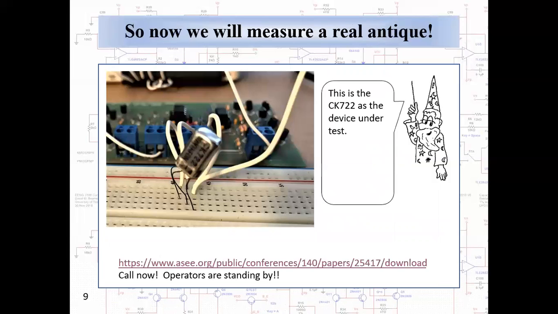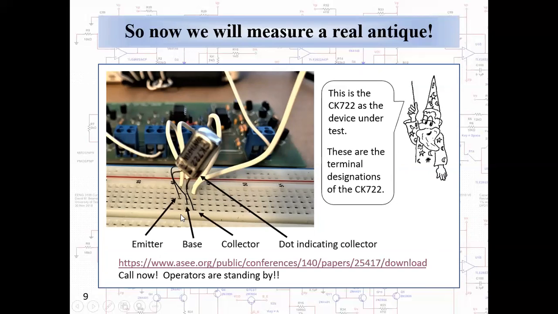And now let's go on to measuring a real antique. This is the CK722 as the device under test. Its connections are the emitter, base, collector, and the case of the CK722 is marked with a dot that indicates the collector terminal. And one more time, here is the URL for the paper describing the curve tracer and its uses.